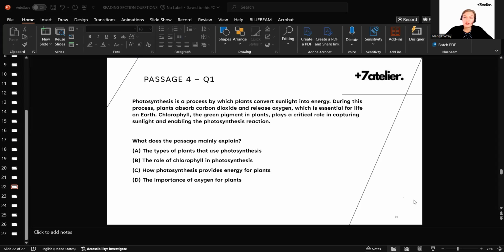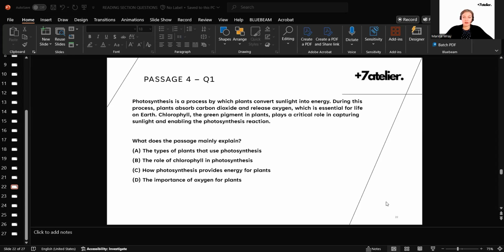I have one more passage for you here. Let's read it together and answer the questions. Photosynthesis is a process by which plants convert sunlight into energy. During this process, plants absorb carbon dioxide and release oxygen, which is essential for life on Earth. Chlorophyll, the green pigment on plants, plays a critical role in capturing sunlight and enabling the photosynthesis reaction.